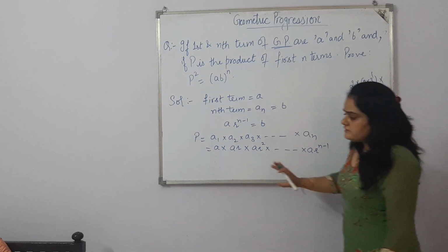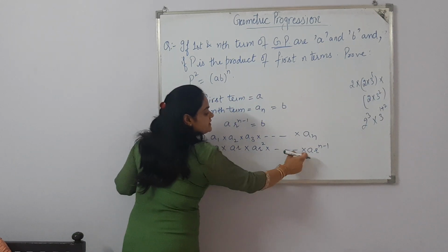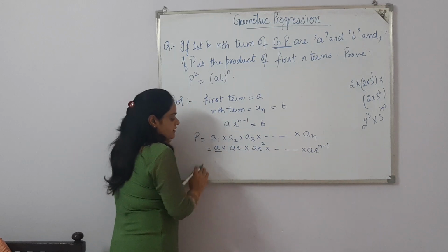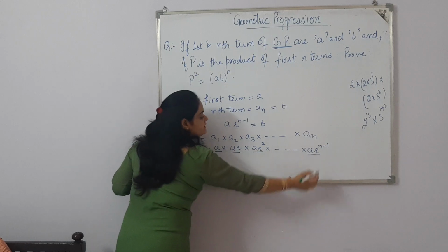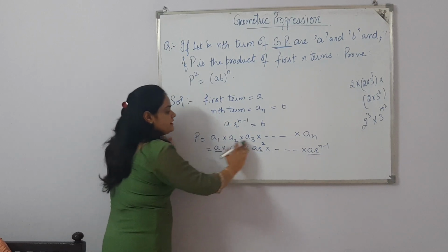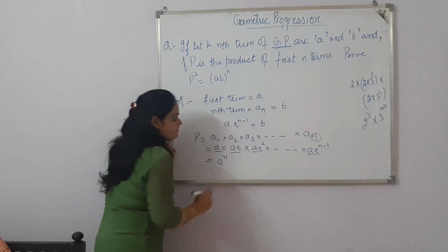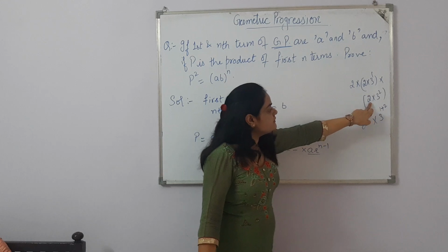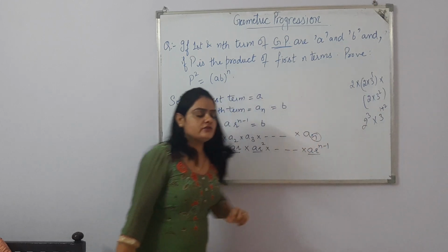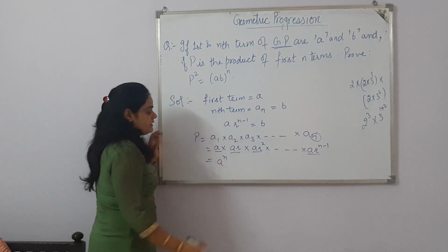In the same manner, what we will do here is A is coming in each and every term. In first position A is coming, second position A is coming, at third position A is coming, at last position. And how many terms are there? N terms are there. And A is coming n times. So it is A raised to power n. Here 2 is coming 3 times, so 2 raised to power 3. Here A is coming n times, so I have written A raised to power n.